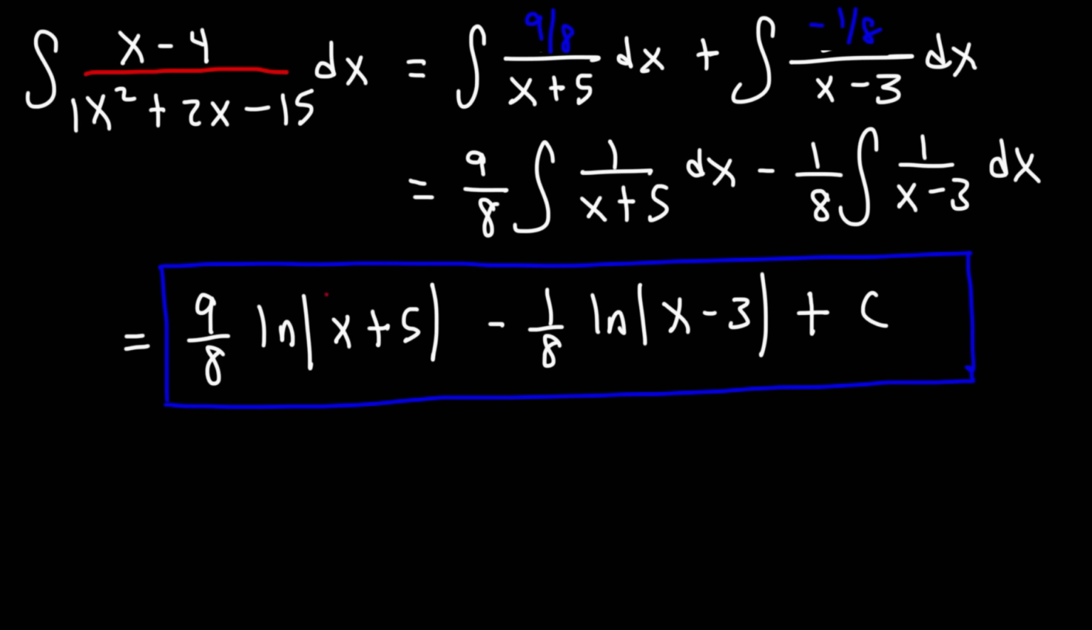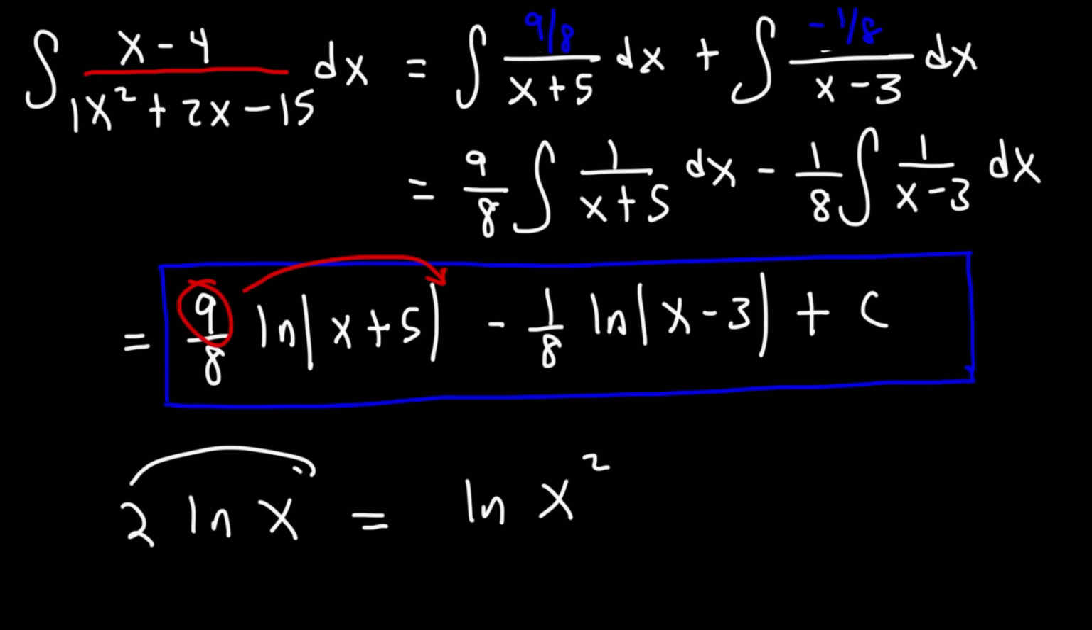If you wish to do that, what I would do is move the 9 here. A property of logs allows you to move the coefficient to the exponent position. For instance, 2 ln x is equal to ln x squared. You can move the 2 to the exponent position of x.